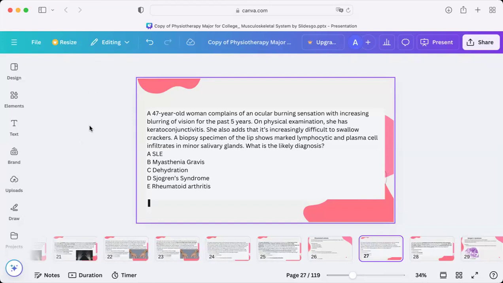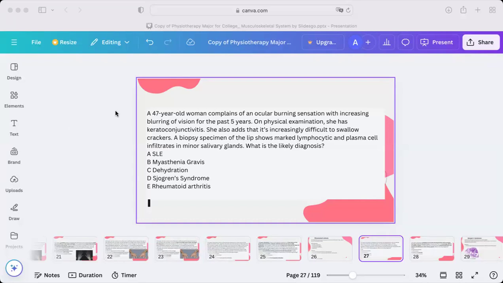So I see some people saying D and I see some people saying E. Why are we saying D? Why are we saying E? What is making you guys think of Sjogren's syndrome? Xerostomia. Good job. I saw someone answer E. Why would it not be E, or why would it be E?